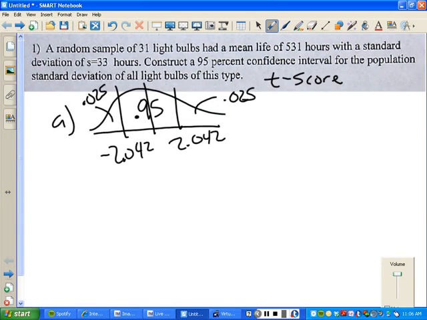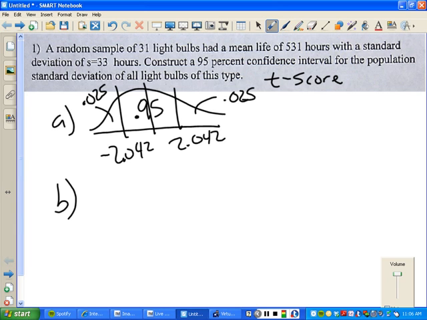Okay. Now, part B. Part B is to write down the formula. Who remembers the formula? Go ahead. X bar minus E is less than, call it M, I'm sorry, mu. Mu is less than X bar plus E. And then E equals t times s over square root of n.